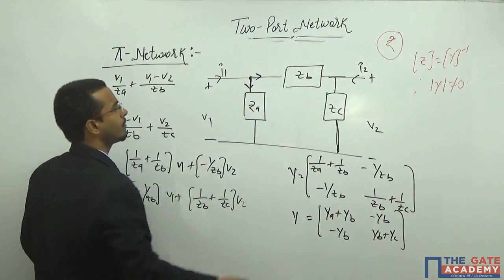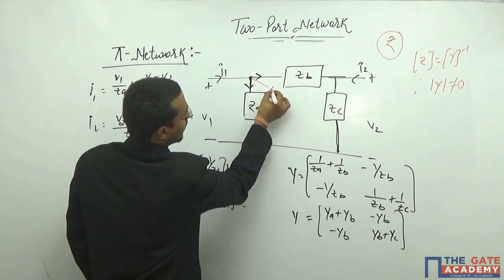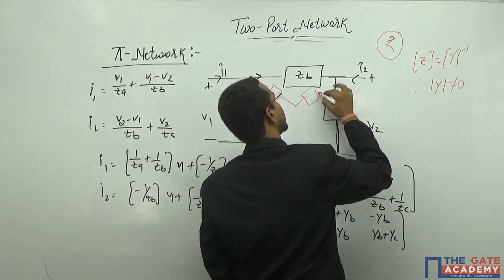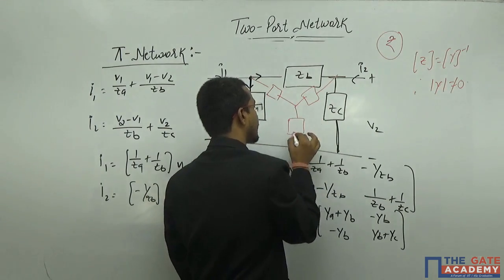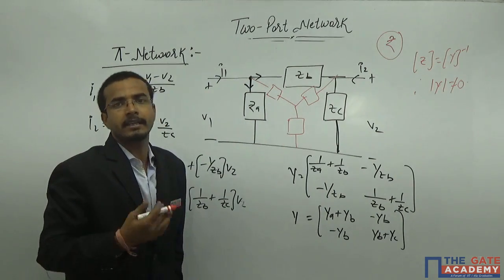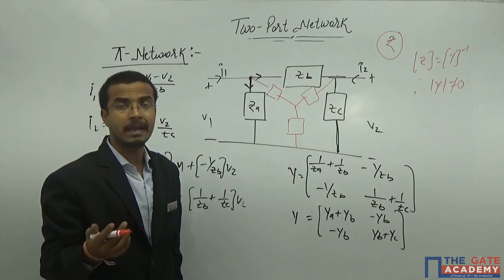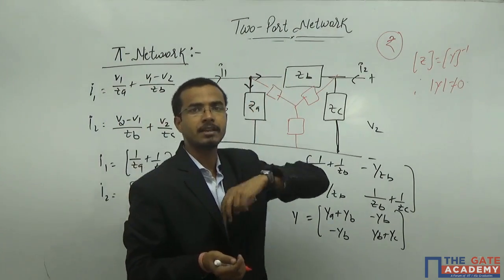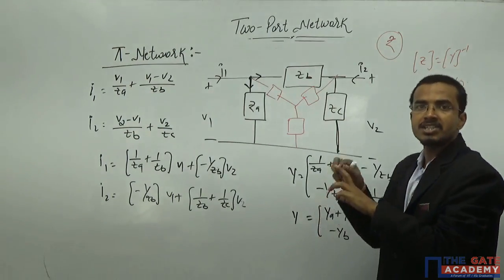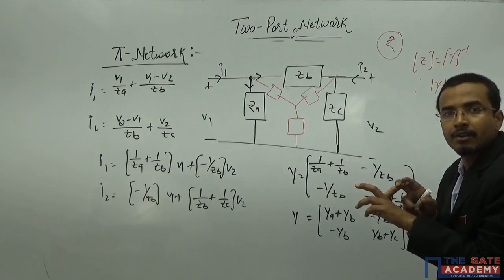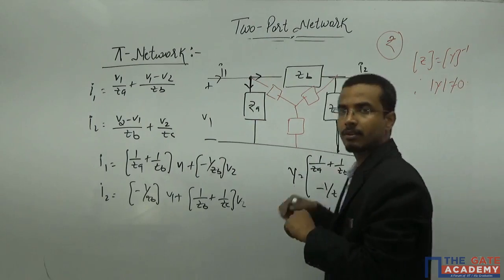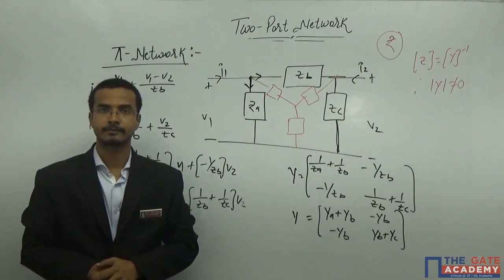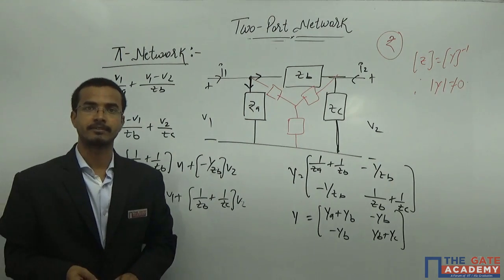Or I have one more method. If I apply a delta to star conversion here, and I convert this pi network into a T network, I can calculate the Z parameter of the T network very easily. That means you can choose two methods here: either delta to star conversion, or take the inverse of this particular Y parameter equations. And that is all about Z parameters.